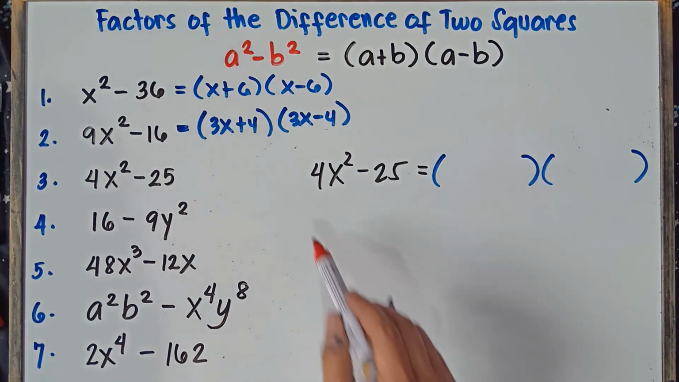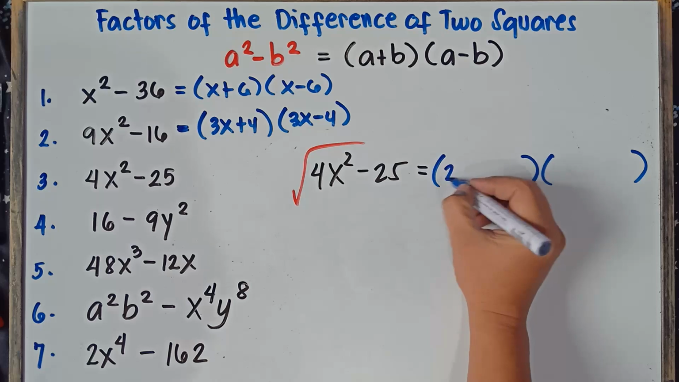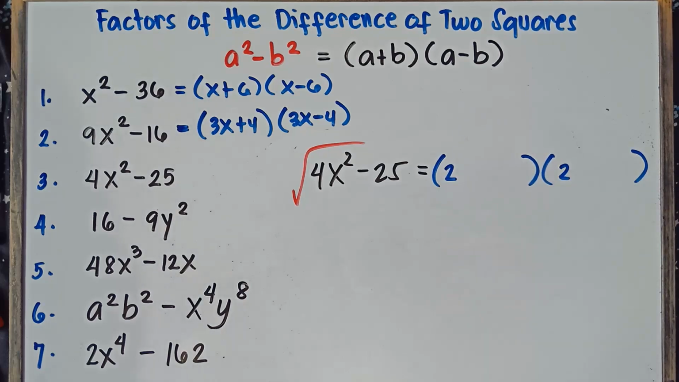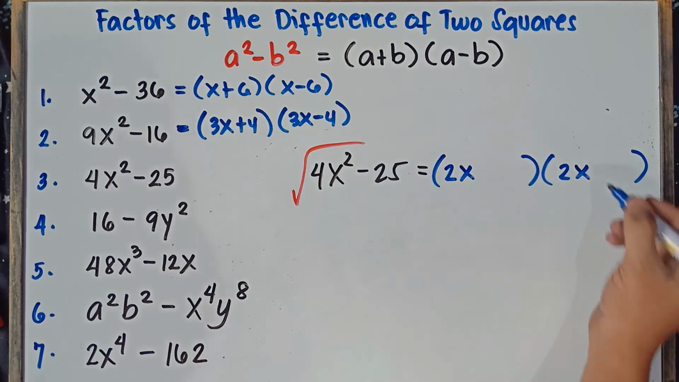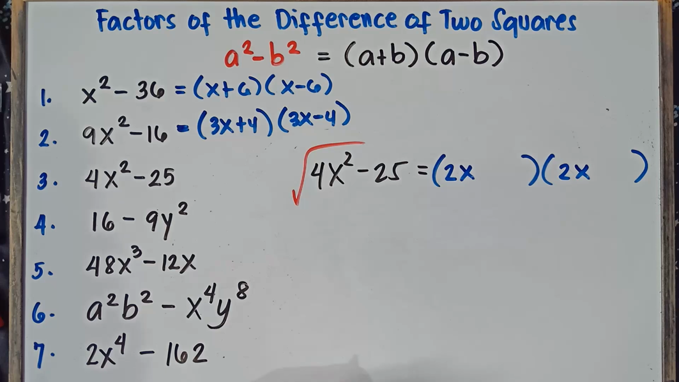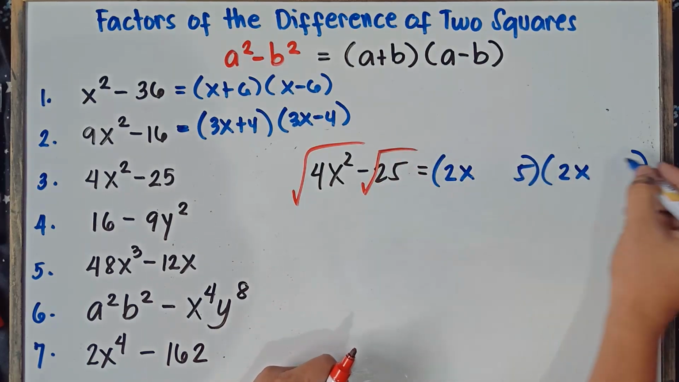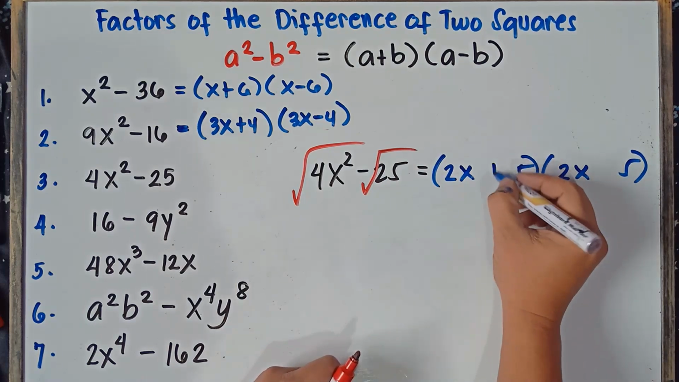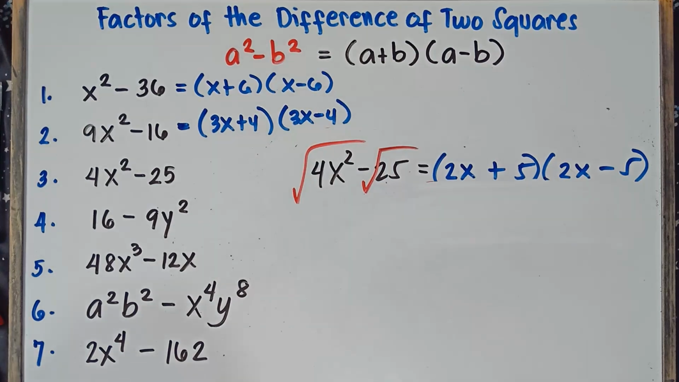Alright, and then simply get the square root of the first term, the square root of 4, that would be 2, so put 2. And then the square root of x squared, that would be x, so put 2x. Alright, and then the square root of the second term, the square root of 25, that would be 5, so 5 and then 5, and then plus and minus sign. That's it, class. That's the answer with regards to example number 3. Now, question, class, what if I write this way?